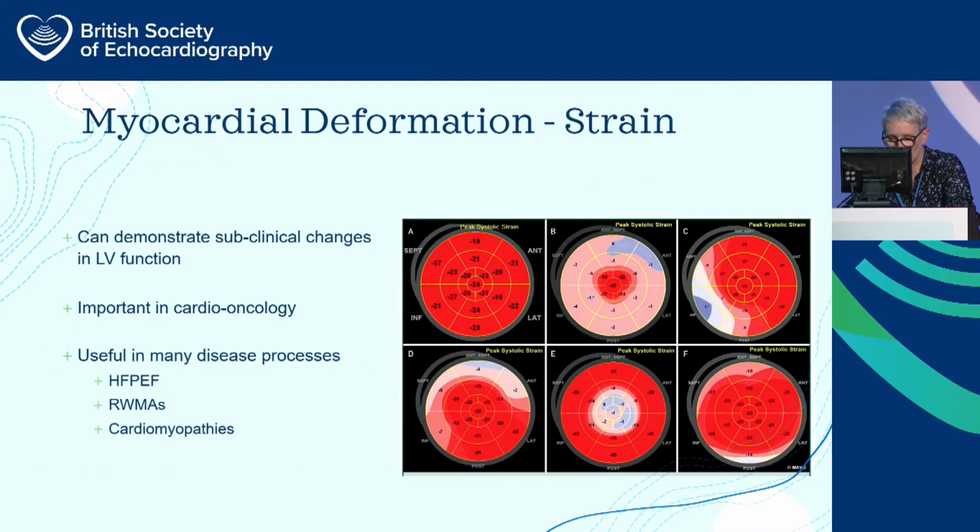We can use strain to highlight subclinical changes in LV systolic function well before there's a measurable reduction in ejection fraction, so it makes it a very useful tool in cardio-oncology, when you really do need to spot those deteriorations in LV function in order to start some treatment before you have to stop your cardiotoxic drugs. So always measure strain in those patients if at all possible. It is also useful in other diseases, including HFpEF, heart failure with preserved ejection fraction. It is helpful in regional wall motion abnormalities, as well as cardiomyopathies, and there's a couple of different strain patterns that you can see on the slide there.